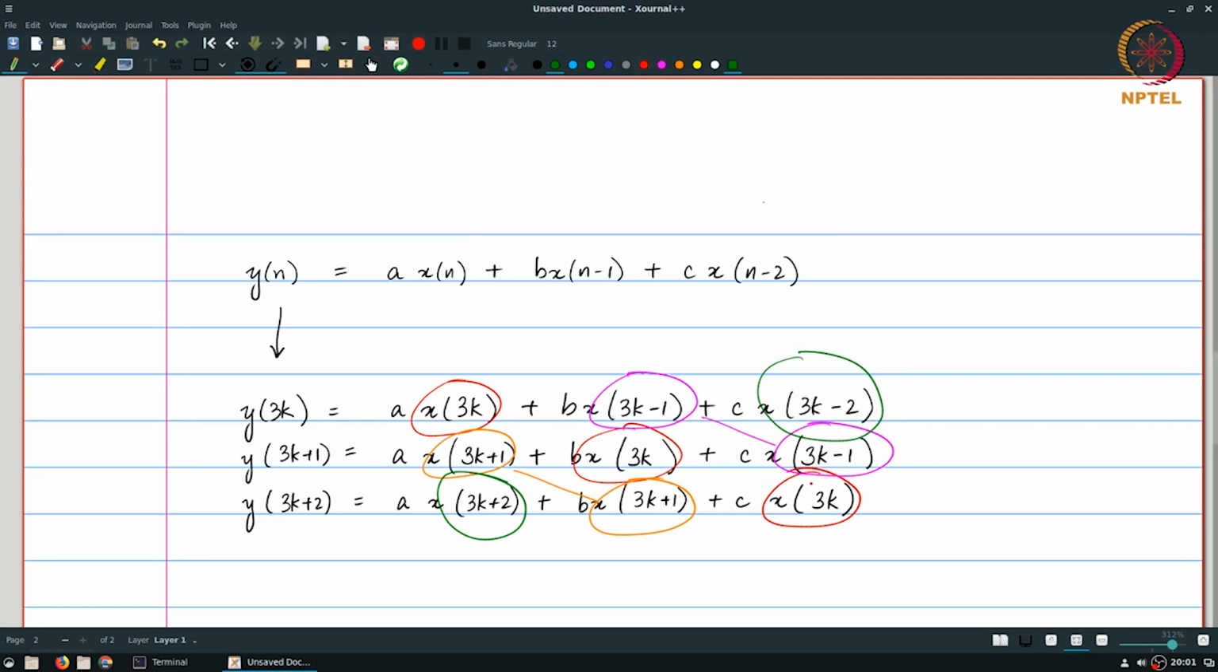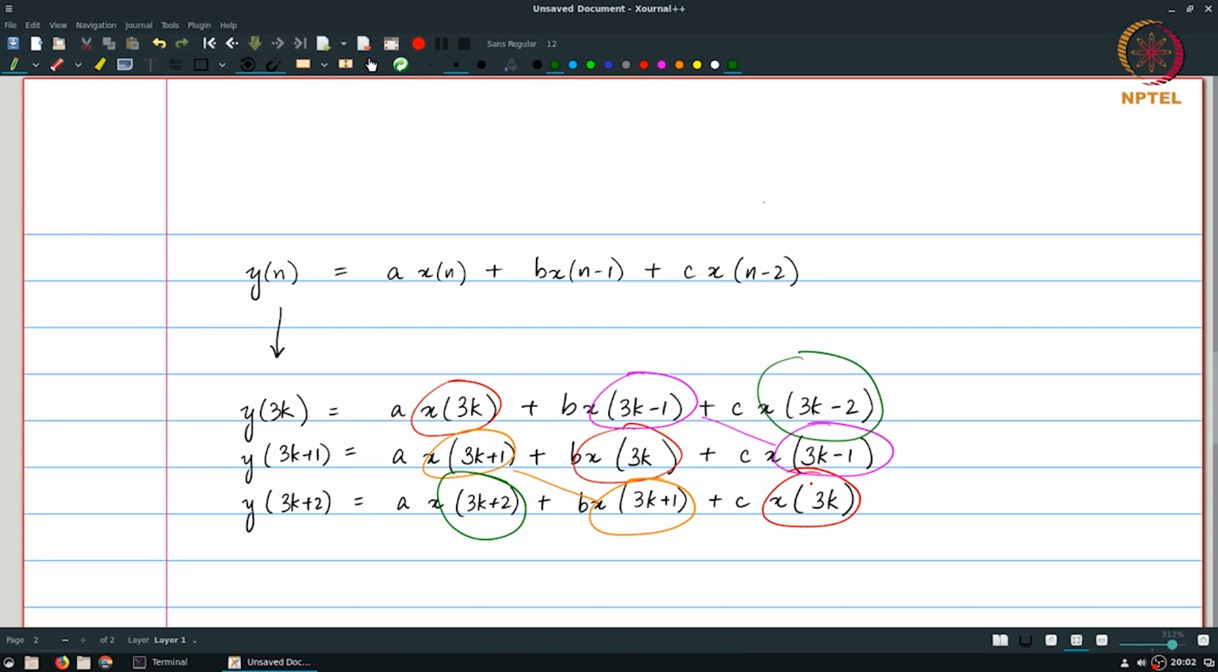How will that help us? It will essentially allow us to compute three values, y of 3k, y of 3k plus 1 and y of 3k plus 2, all at the same time in parallel, under the assumption that every one of these terms, x of 3k minus 2, 3k minus 1, 3k, 3k plus 1 and 3k plus 2, are somehow available to me or have been stored somewhere in some kind of shift register.